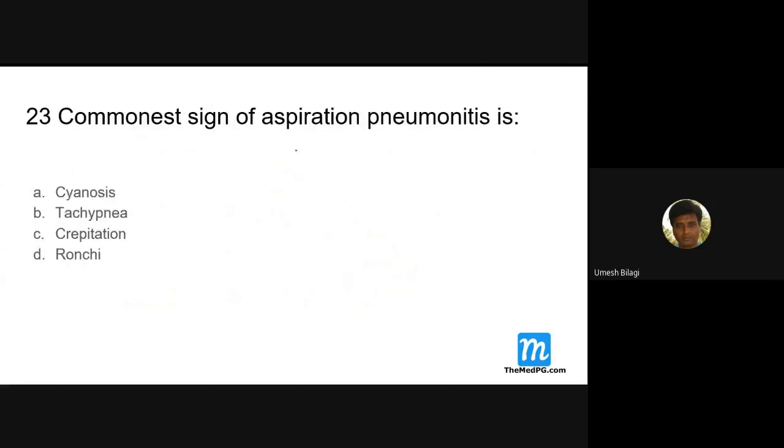Commonest sign of aspiration pneumonia is cyanosis? Cyanosis you get if there is a complication. All patients don't get hypoxia. Cyanosis is not seen every day. Aspiration pneumonia we keep on seeing so many times; aspirations are pretty common. The commonest sign in aspiration pneumonia is tachycardia.